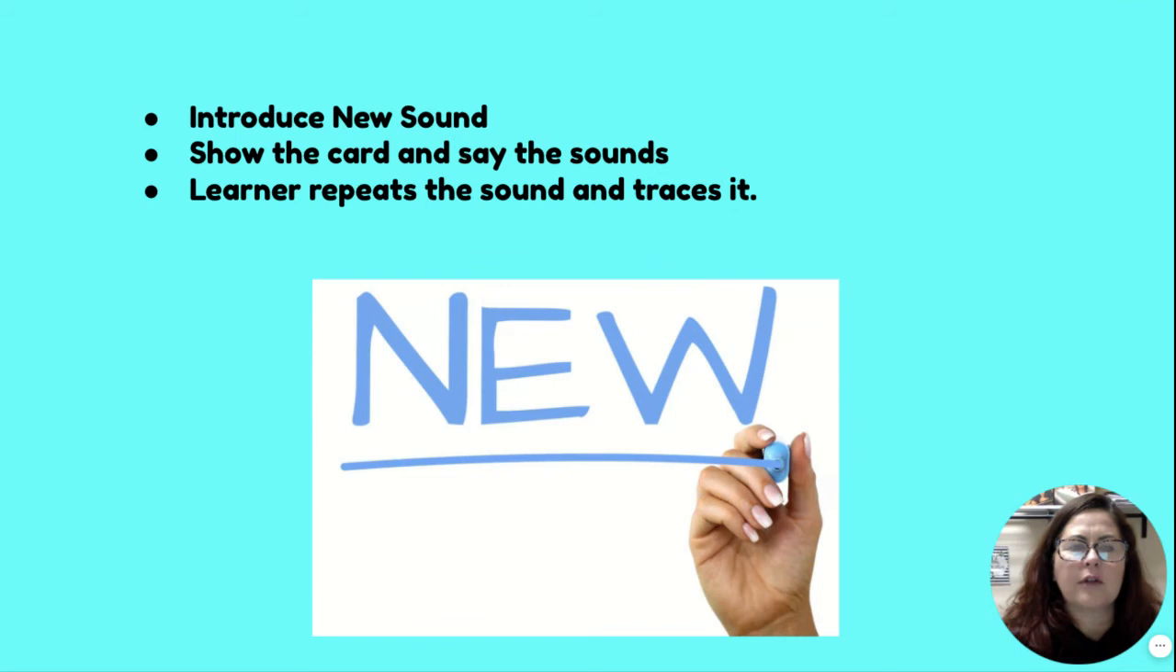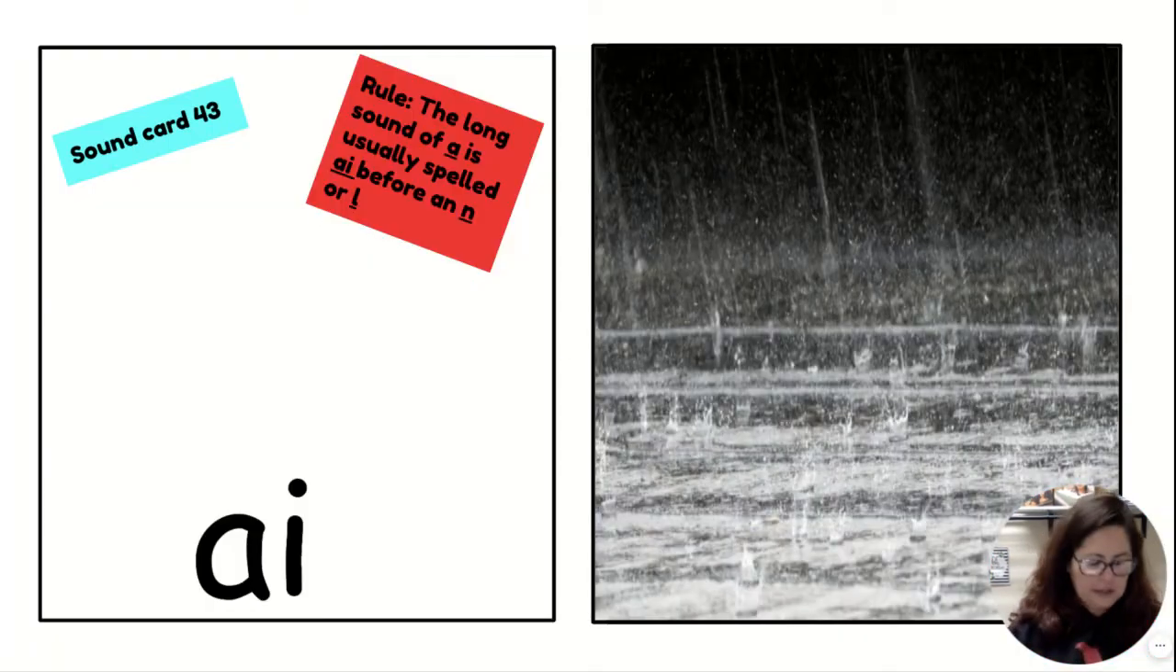Okay, now we're on the new sound section. Today we are learning AI. Okay, the rule AI is long A as in rain. Can you say A? A. Rain. Rain. A. Rain.